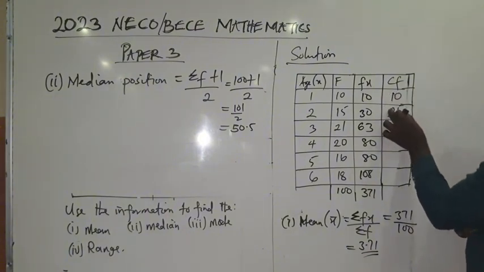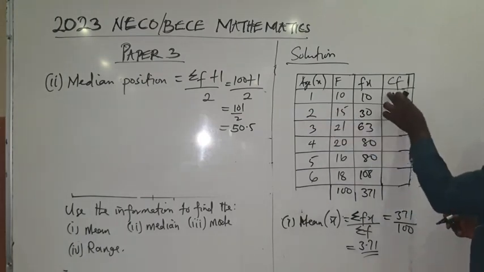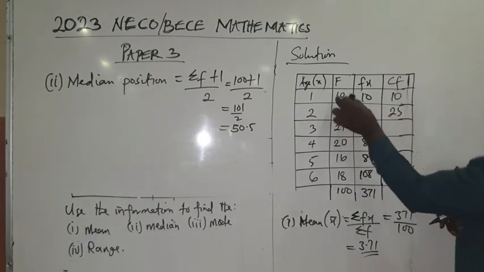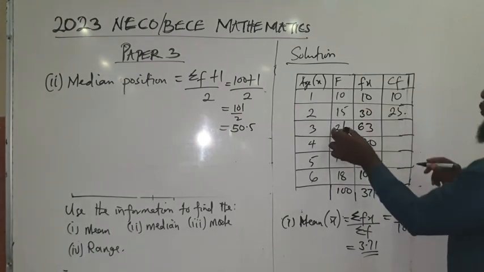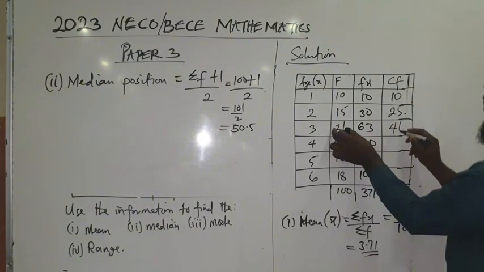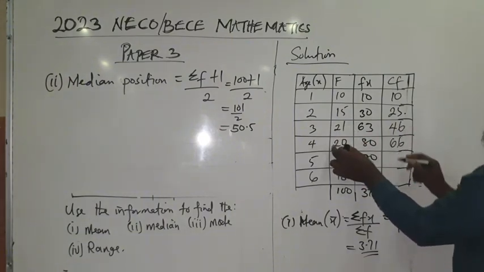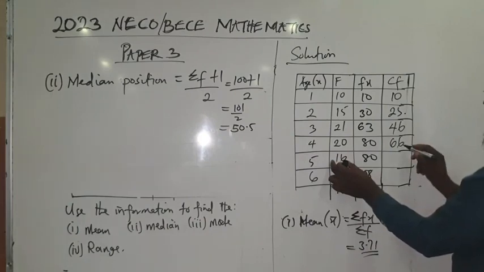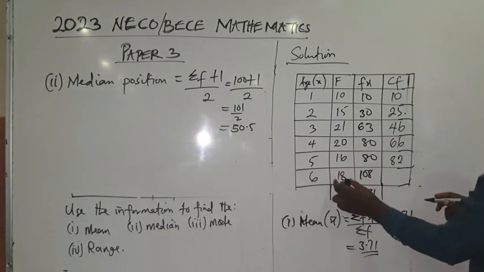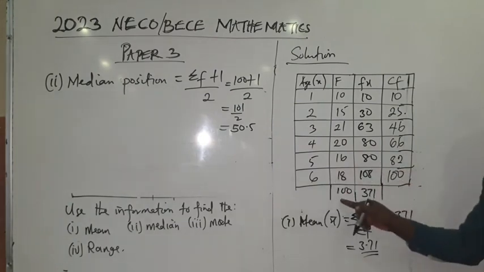Again, the first frequency you have here will be the first cumulative frequency. Then the second cumulative frequency will be the addition of the second frequency plus the first frequency. This plus this will give us this. 21 plus 25 will give us 46. 20 plus 46 will give us 66. 66 plus 16 is going to give us 82. 82 plus 18 will give us 100. So you can see it still gives us the total frequency.